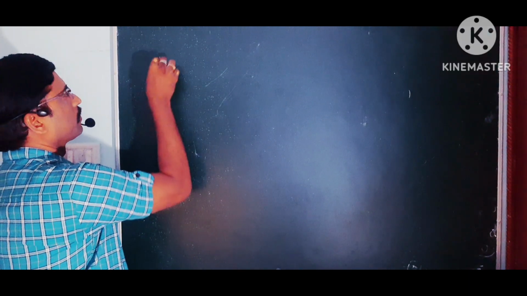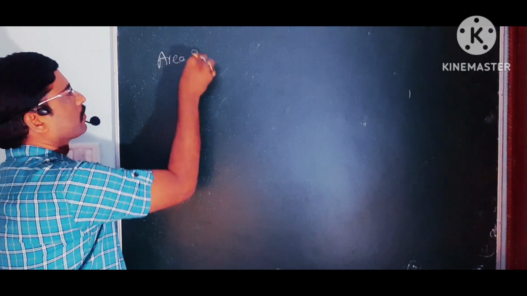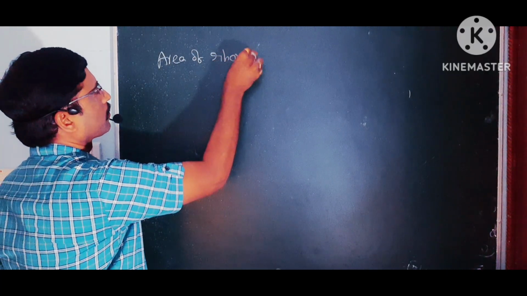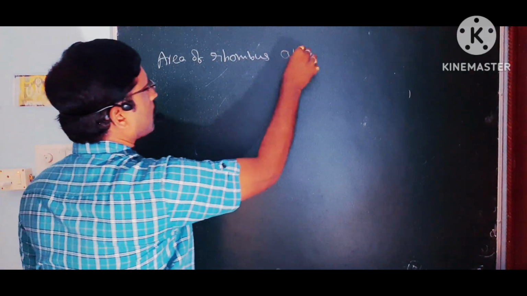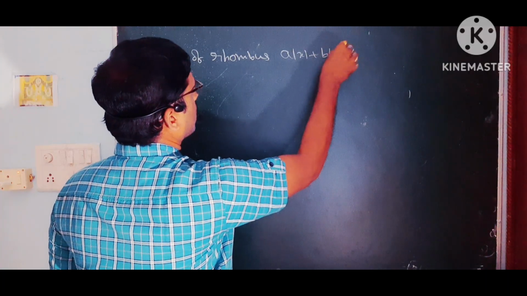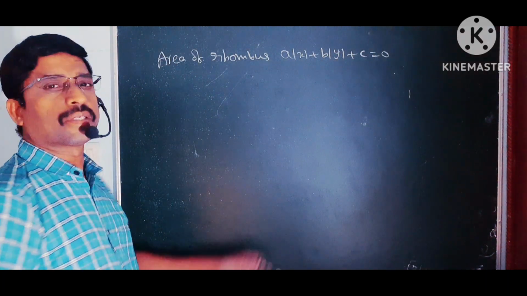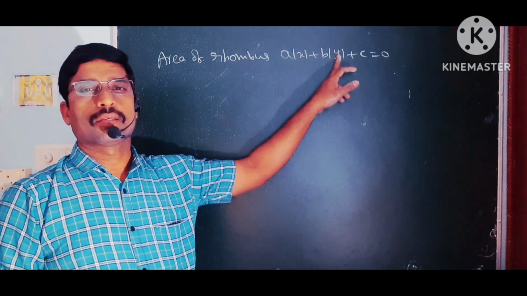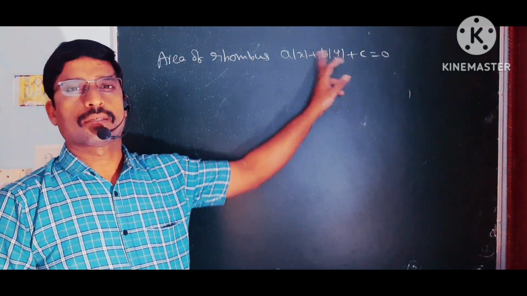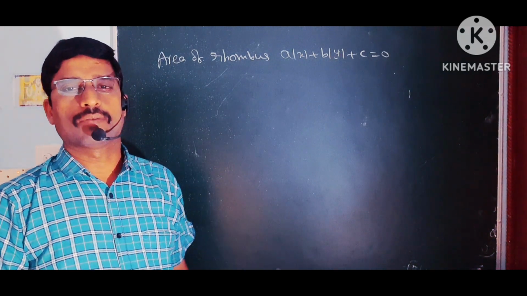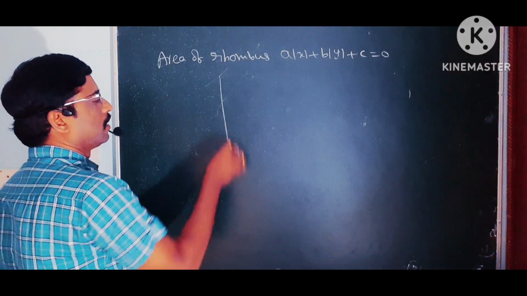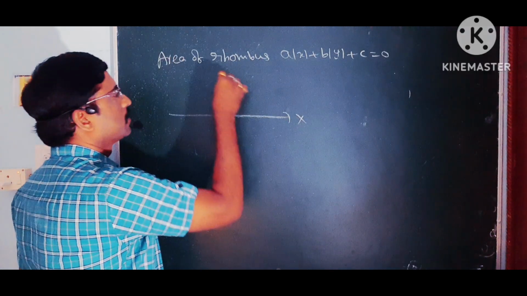Okay, now I'm going to explain area of rhombus. A mod x plus B mod y plus C is equal 0. Okay, how many lines represented here? Plus plus one line, plus minus, minus plus, minus minus. Total 4 lines represented. Area of the rhombus.